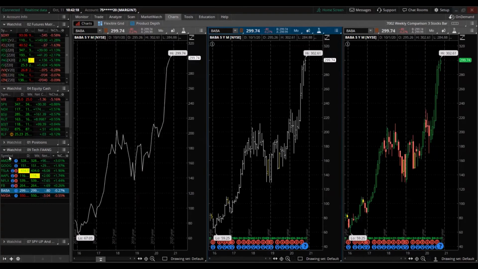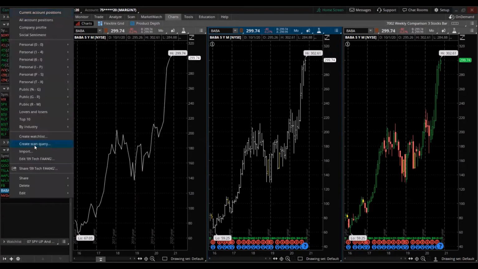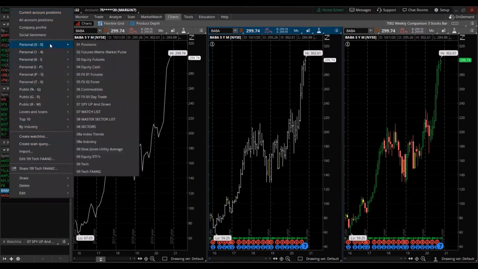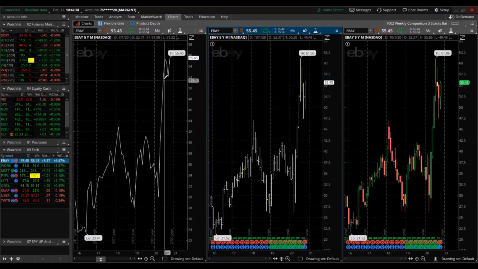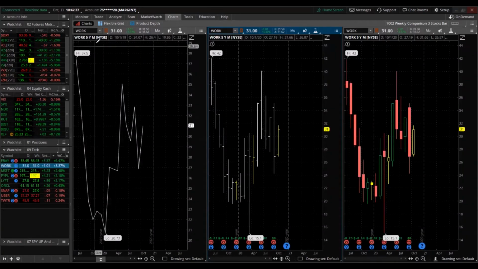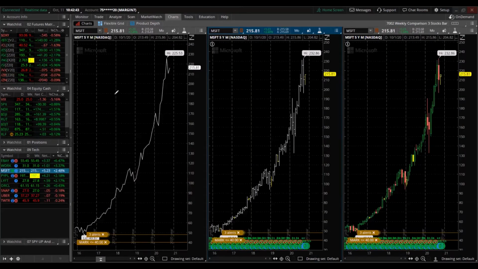It's outperforming. Let's look at another watch list. These are watch lists I have on my left sidebar. I'm going to go some tech stocks, more broader stocks. eBay, it's outperforming. Look at that. Whiskey, Oscar, Romeo, Kilo, it is not outperforming. It's struggling. Let's look at Microsoft.